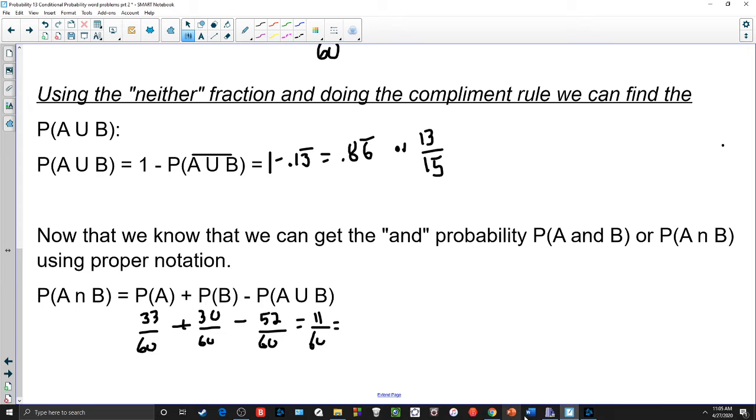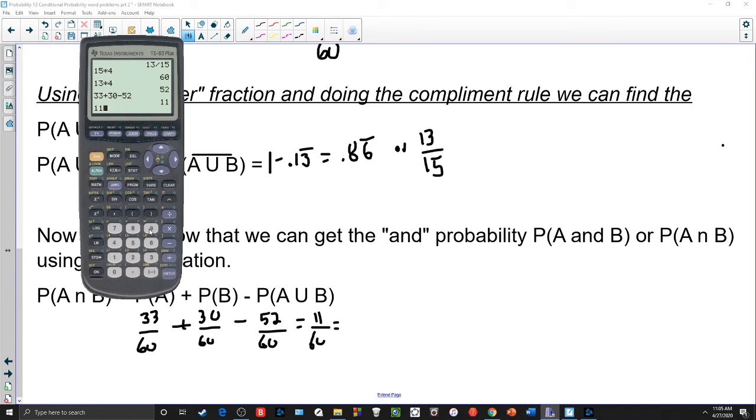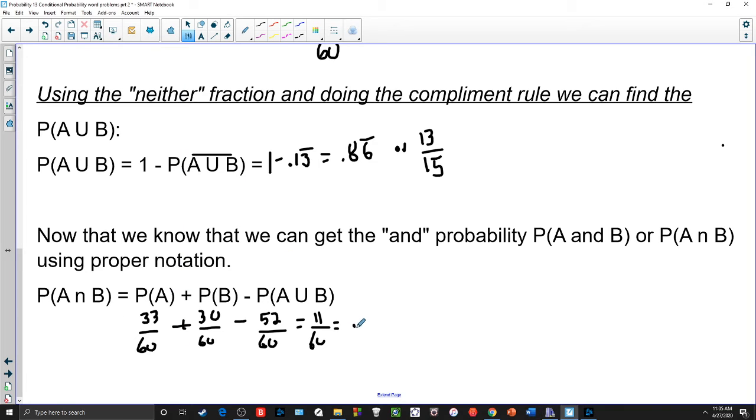which ends up being the decimal, if you want it, of 11 out of 60, 0.183 repeating. So this is the probability of the student being a senior and a math major.